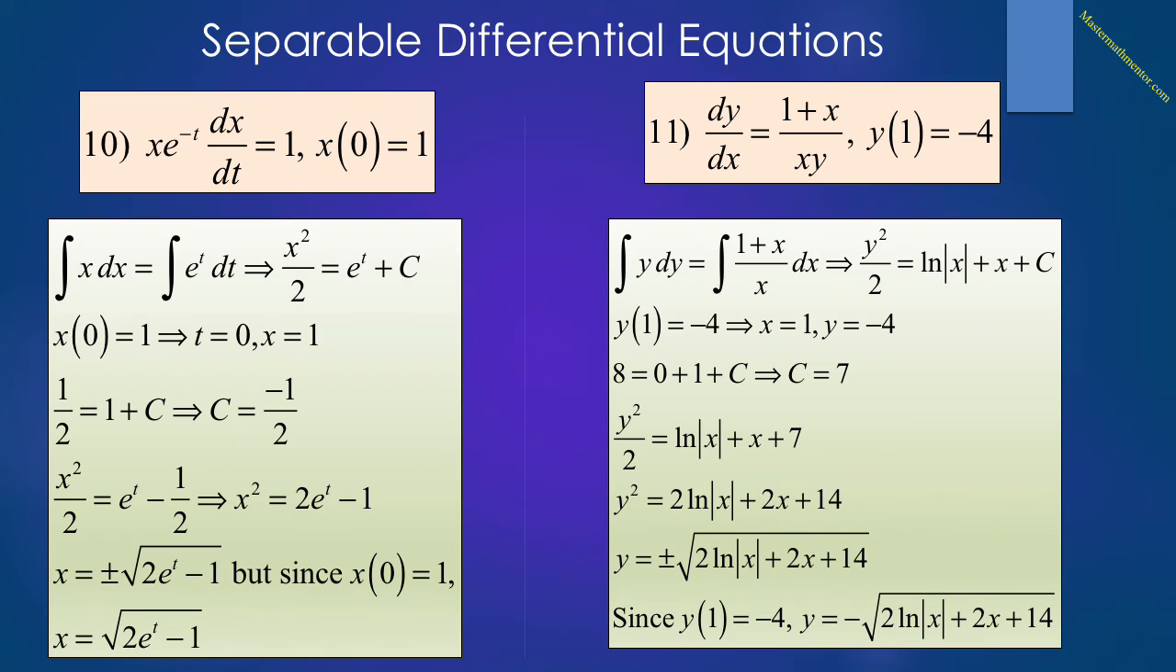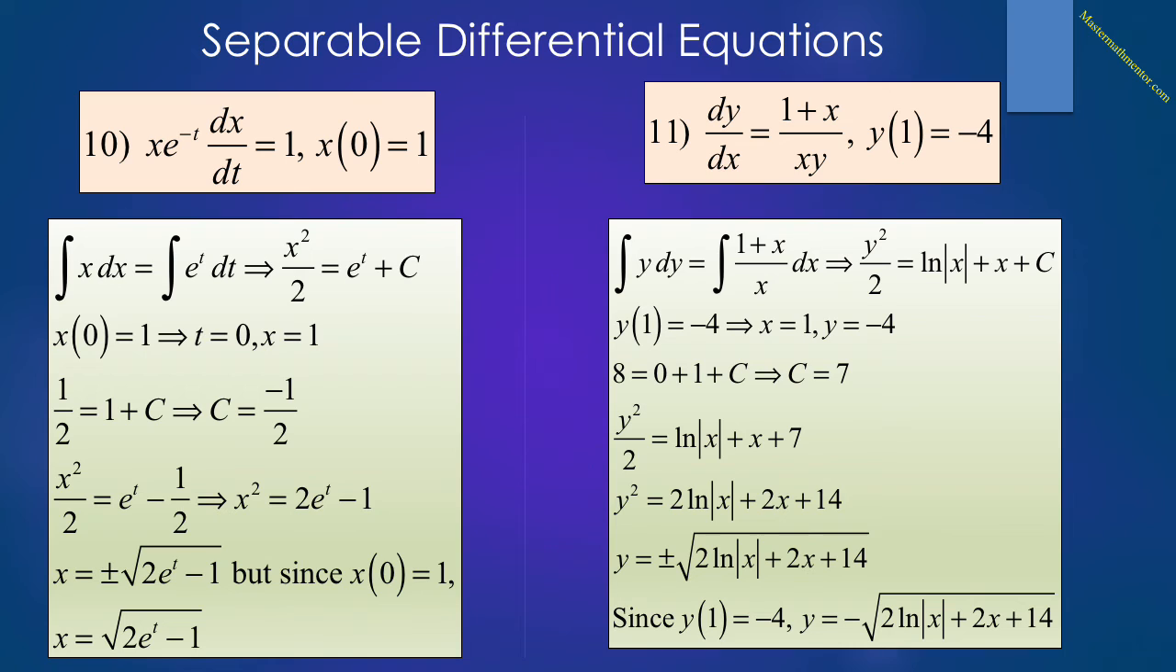The integral of the left side is y squared over 2, and the right side we can write as 1 over x plus x over x. And when we integrate, we get the natural log of the absolute value of x plus x plus c. We will now utilize the fact that y of 1 is equal to negative 4, which means that when x is equal to 1, y is equal to negative 4. So we end up getting 8 is equal to 0 plus 1 plus c, meaning that c is equal to 7. And y squared over 2 is equal to natural log of the absolute value of x plus x plus 7.